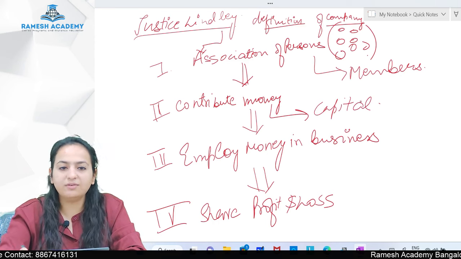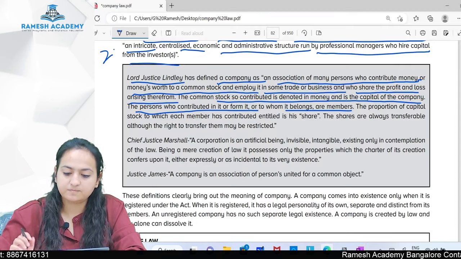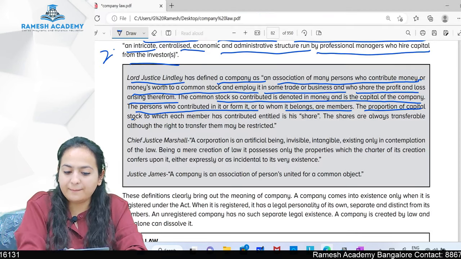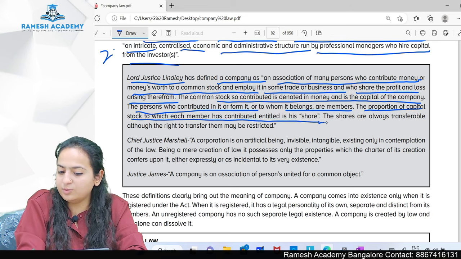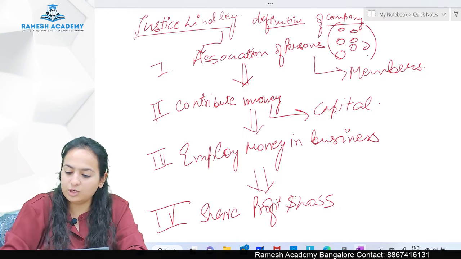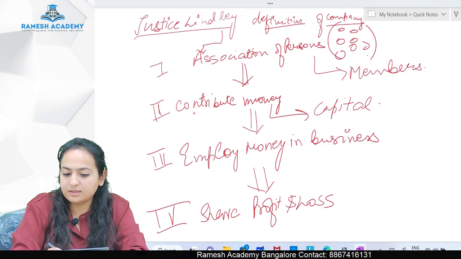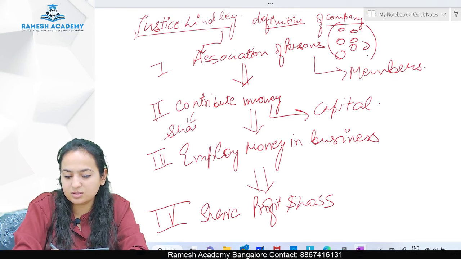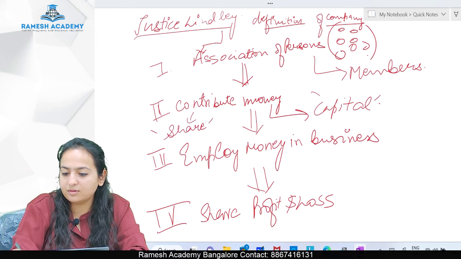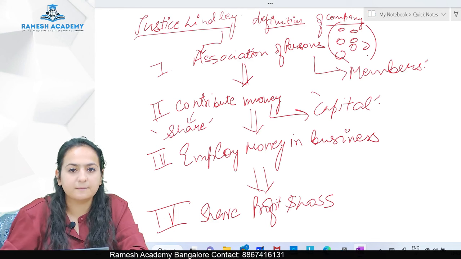Understood? Two different words you have come across. The proportion of the capital stock to which each member has contributed is share. Now, what you have contributed, this is called share capital of the members.